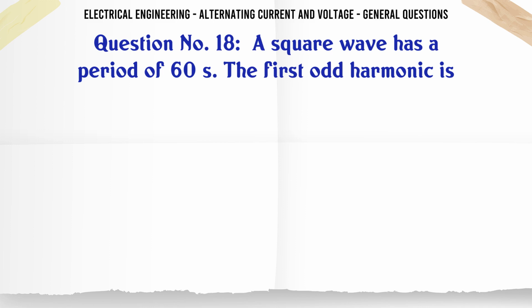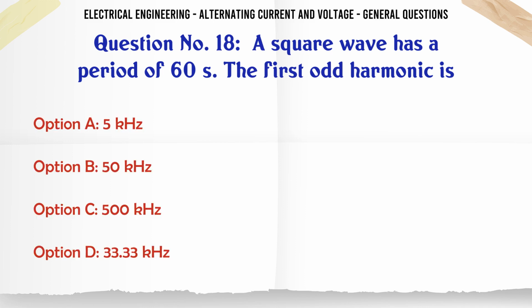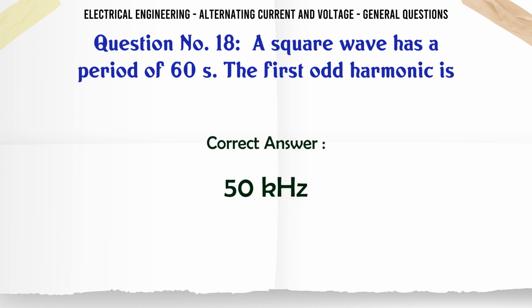A square wave has a period of 60 s. The first odd harmonic is A, 5 kHz, B, 50 kHz, C, 500 kHz, D, 33.33 kHz. The correct answer is 50 kHz.